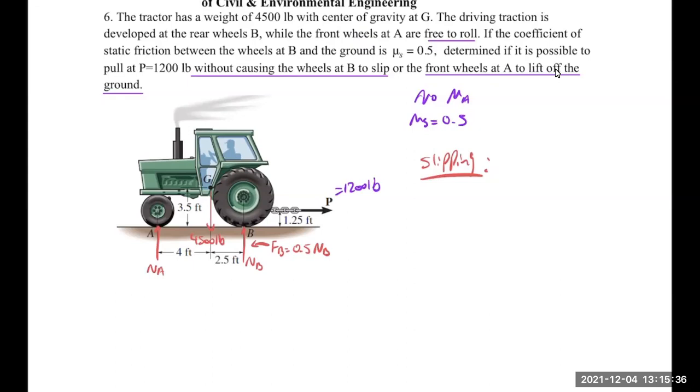So for this kind of problem, we can take a moment. Since the first case is without causing the wheel at B to slip, we have to take a moment about point A to see how it will affect point B, if that makes sense. So let's take a moment at A.